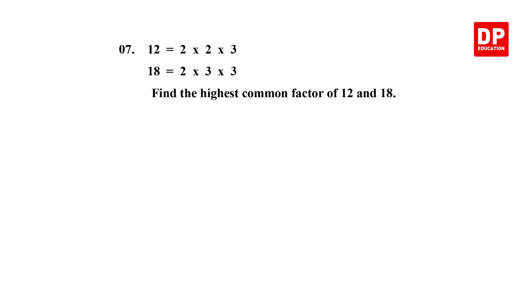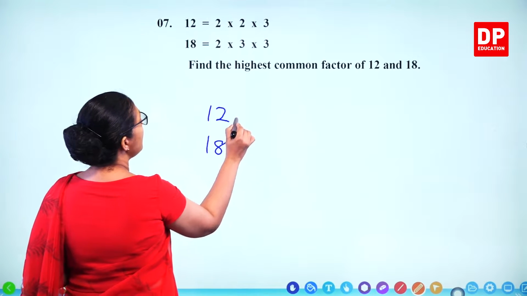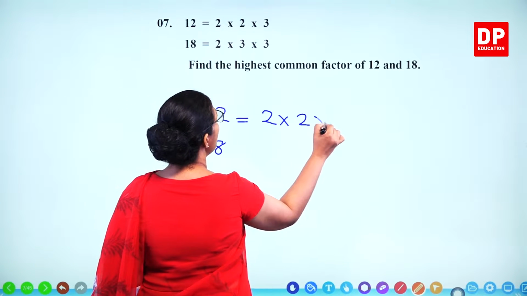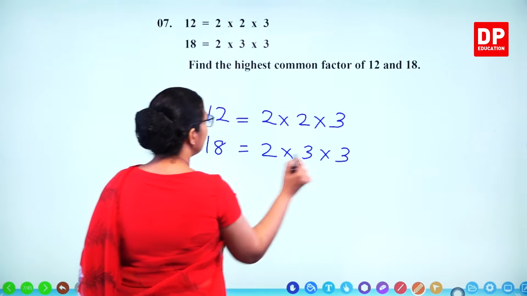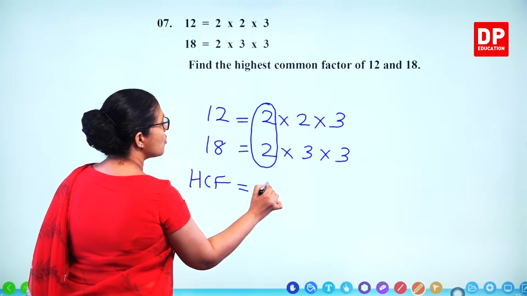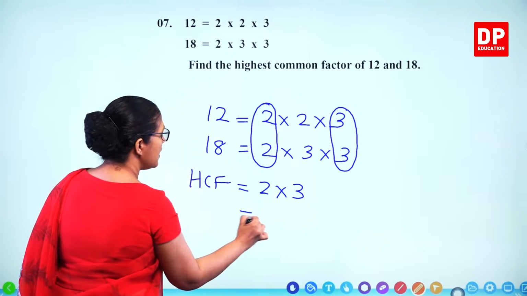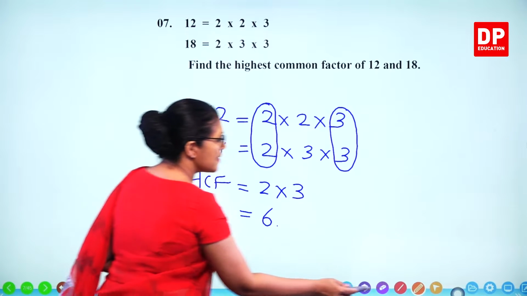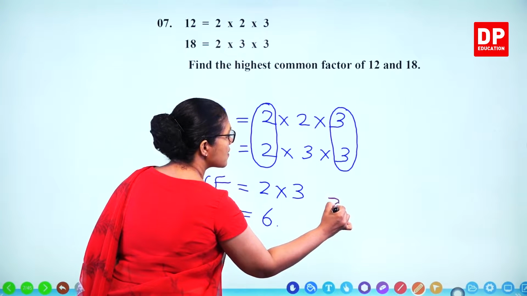Question number 7. The factors of 12 and 18 are given: 2, 2, 3 and 2, 3, 3. Find the highest common factor of 12 and 18. You can see what the common factors are. 2 is common and 3 is common. So 2 times 3 is 6. 6 is the highest common factor. So you get 2 marks.